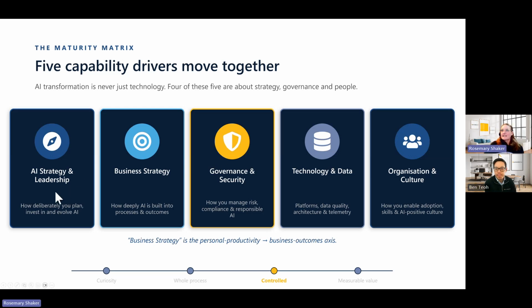So we just thought we'd bring this back, to bring all those 5 capability drivers together, because we're conscious of time. If we're bringing together our AI strategy and our leadership, making that link in with our business strategy, so where AI is supporting what we want to achieve from a business perspective, that we've got our governance and security, that we understand that we've got control over that. We also look at that technology and data, and we focus on our organization and our culture. We really start to see the benefits and the return on investment of AI coming together.